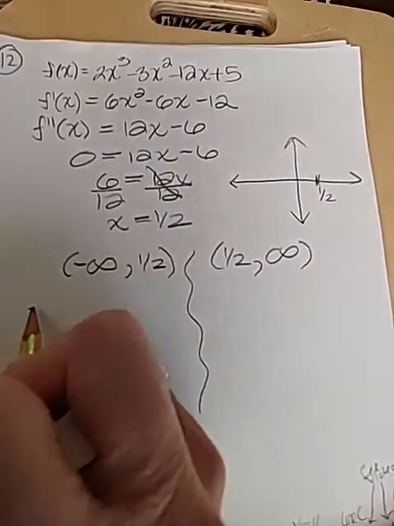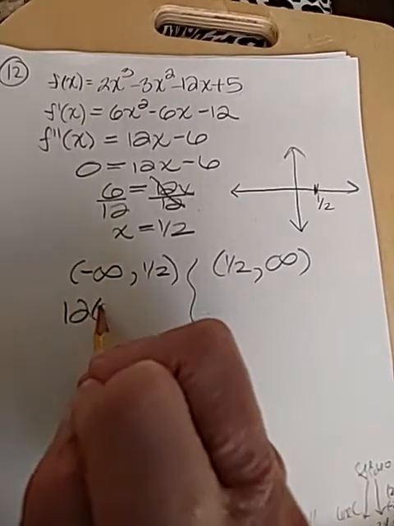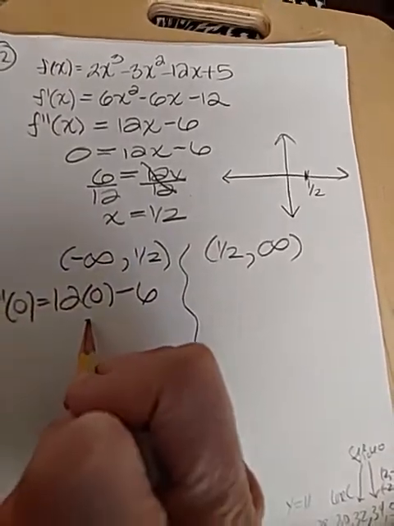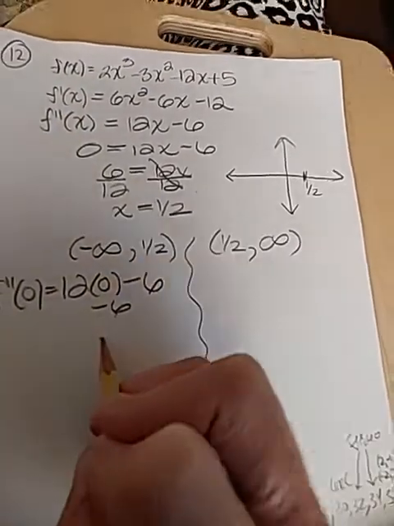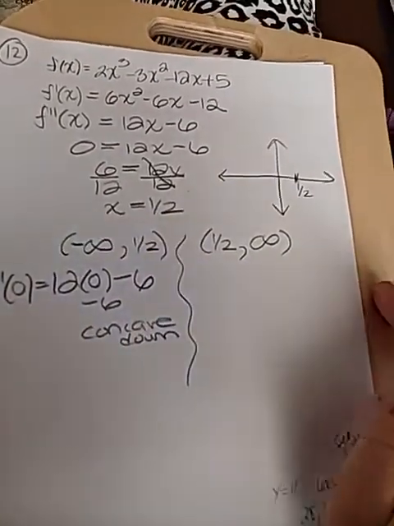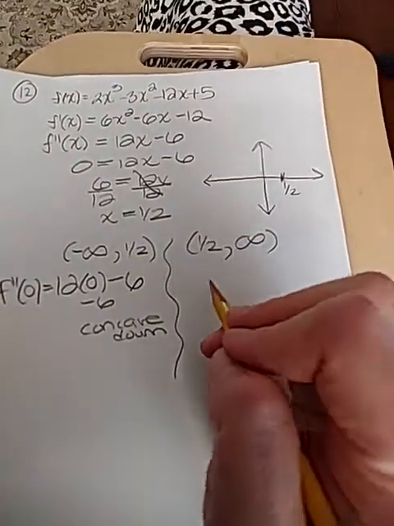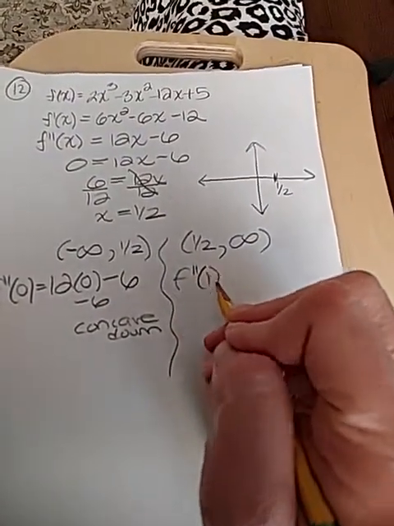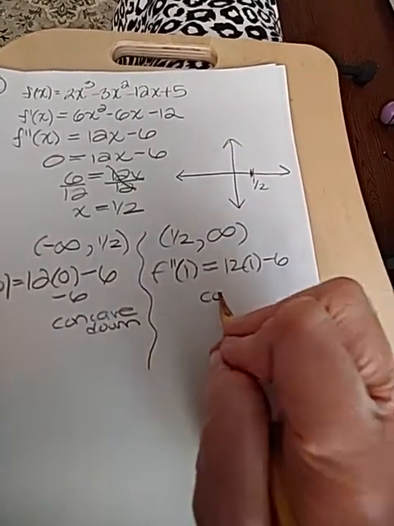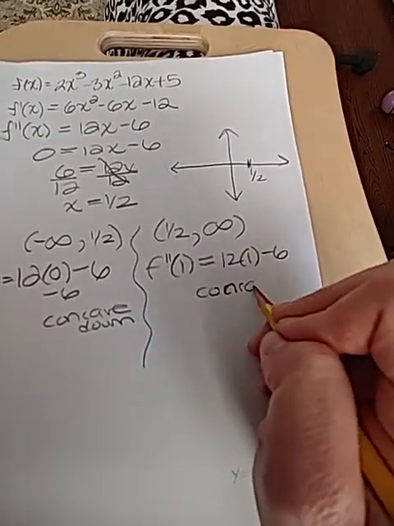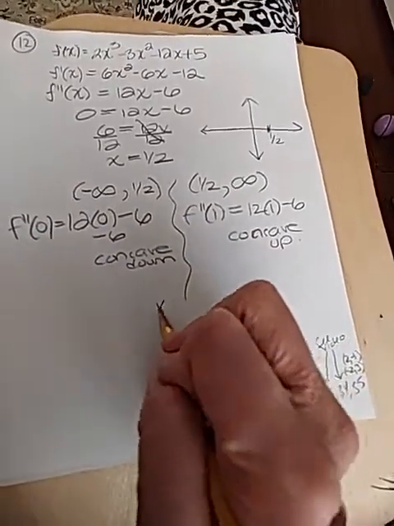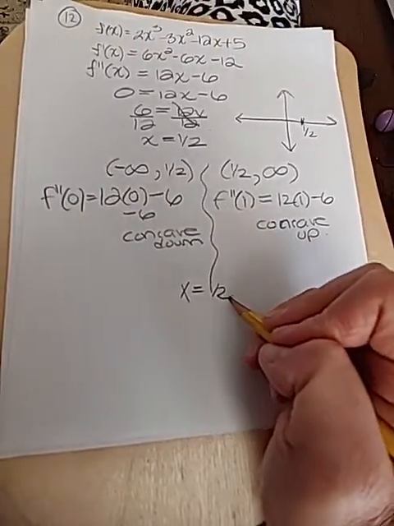All right, so let's do 0. 12 times 0 minus 6 is negative 6, which means that we're concave down. Okay, and I'll do 1 on this side. 12 times 1 minus 6 is positive, which means we're concave up. All right, so we have a point of inflection because the concavity changes at 1/2.